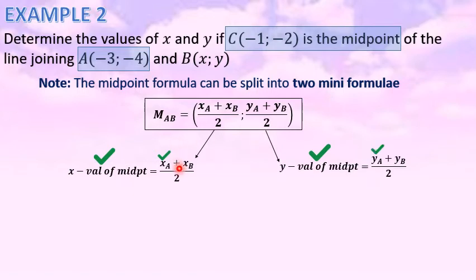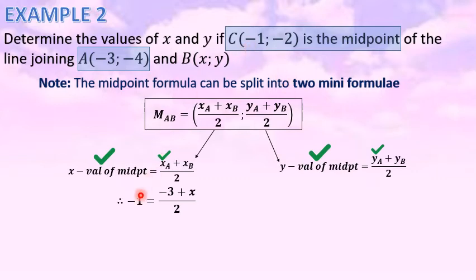So this means that we have 1, 2, 3 unknowns, but 2 pieces of information for this mini formula here, which means that we can solve for the x value at B. And that is exactly what the question is asking us, because it's saying determine the values of x and y, and B is the coordinate x, y. So likewise, we have 1, 2, 3 parts of this mini formula. 2 out of the 3 parts can be substituted with specific numbers, and so we can solve for the third unknown, the y value of B.